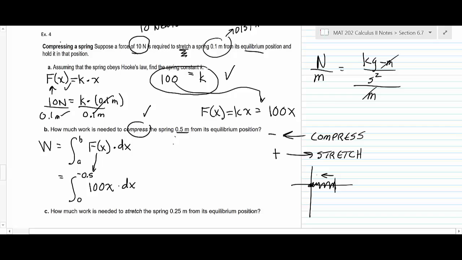Now if we integrate this, it's an easy integral to do. You would have 100 as your constant. The integral of x is x squared over 2, so that would give 50x to the second.